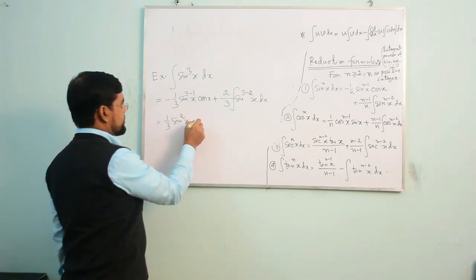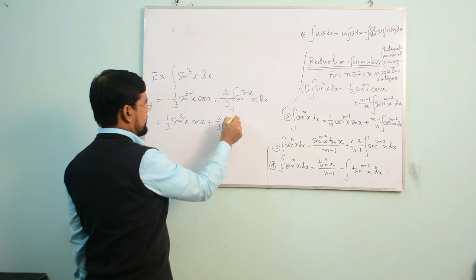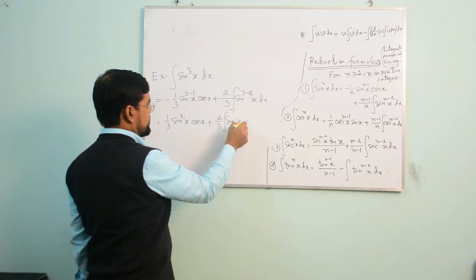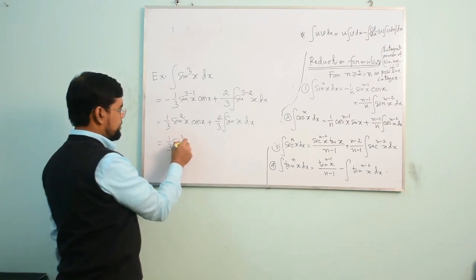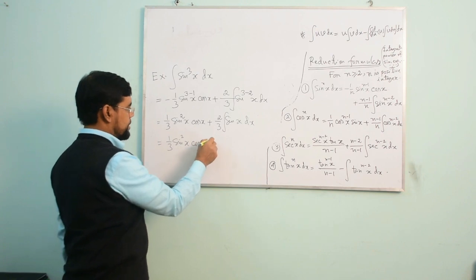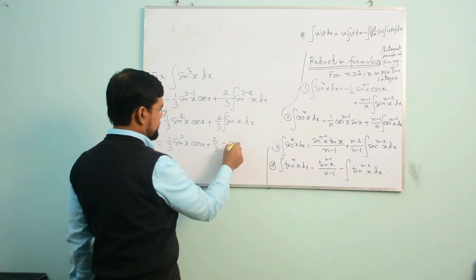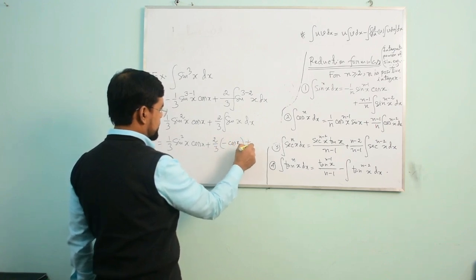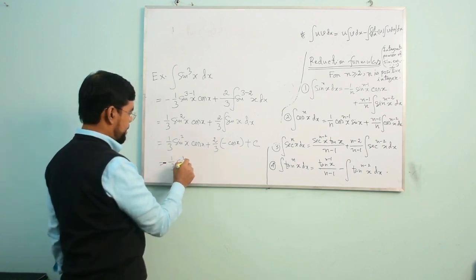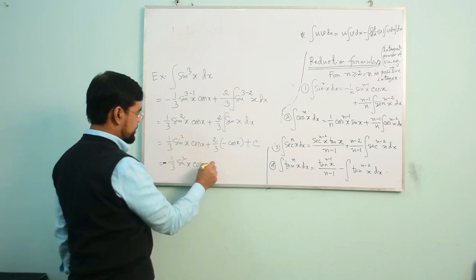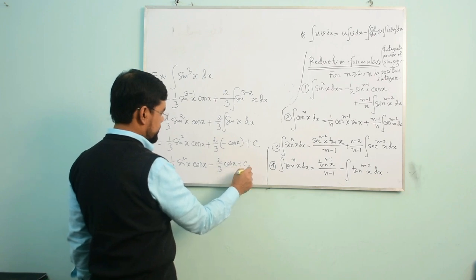This gives minus 1 by 3 sin square x cos x plus 2 by 3 times the integration of sin x dx, which equals minus 1 by 3 sin square x cos x plus 2 by 3 times, with the integration of sin x equal to minus cos x plus the integrating constant c, which equals minus 1 by 3 sin square x cos x minus 2 by 3 cos x plus c. So this is the answer.